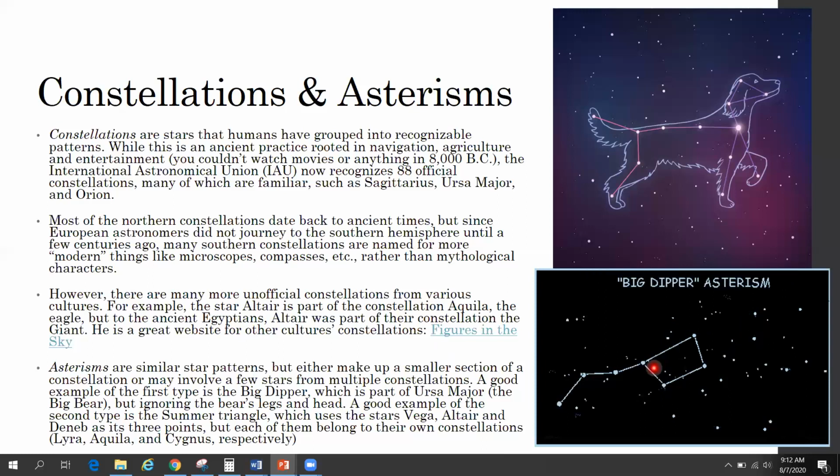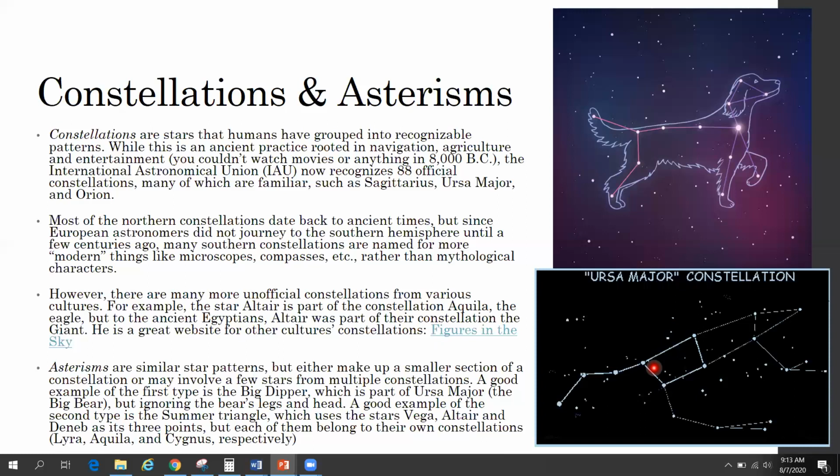And so what do we mean by that? Well, first of all, an asterism is not going to be one of the 88 official constellations recognized by the IAU. So that's part of it. But also, asterisms are usually going to be either one of two things. They're either going to be part of a larger existing constellation, and the Big Dipper is a really good example of that, or they might be kind of the opposite. They might be a larger pattern that uses stars that are parts of multiple different constellations.